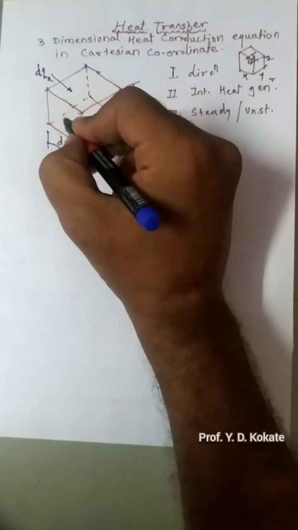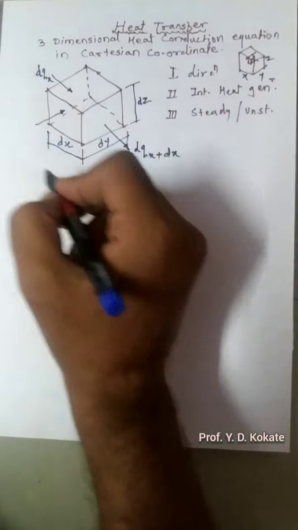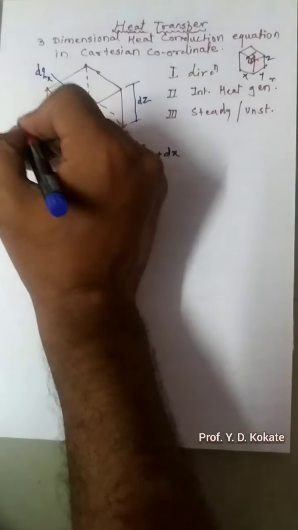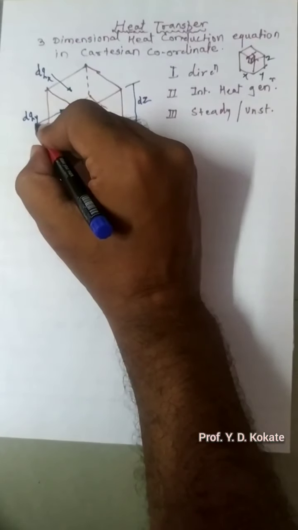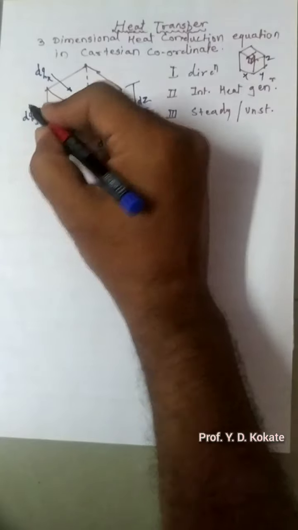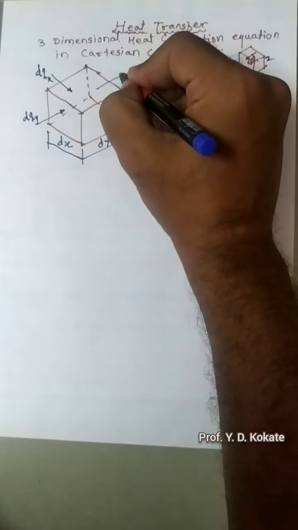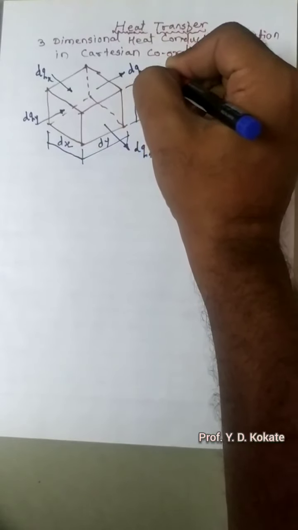Now what is the heat transfer coming inside the unit, or coming inside this cube? That is dqy. So the heat transfer coming into the element in the y direction is dqy. What is the heat transfer coming out of the element in the y direction? That is dqy plus dy.